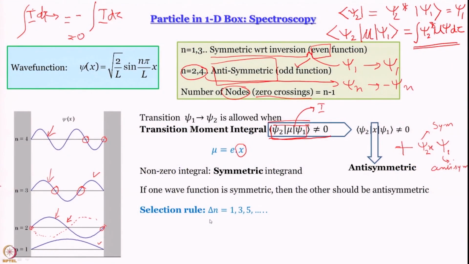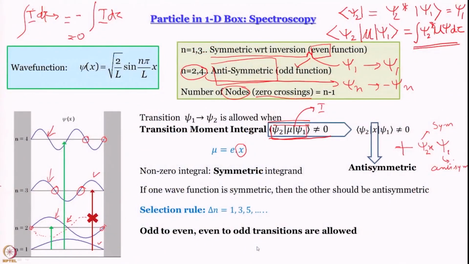So, doing that, what we have learnt is that for a particle in a box, delta n has to be 1, 3, 5, odd to even to odd transitions are only allowed. Which means that you can have this transition 1 to 2, you can have this transition 1 to 4, but you cannot have this transition 1 to 3. Why not? Because as we said several times, 1 and 3 are both symmetric, making the triple product, which is the integrand of transition moment integral, antisymmetric.